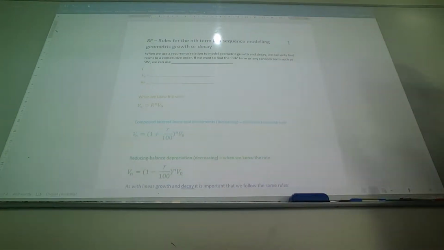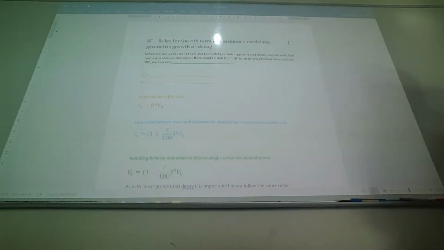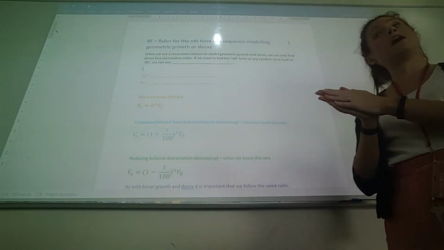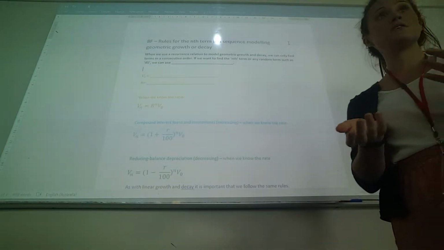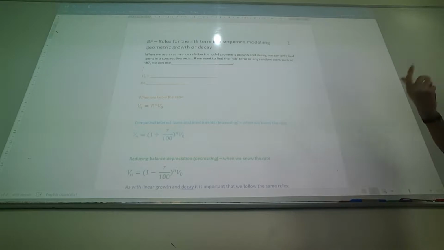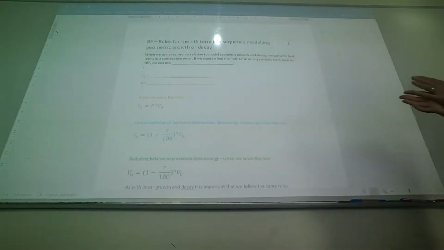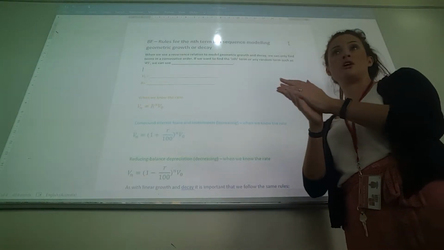Alright, so today we are doing 8F, and so we are still continuing on with geometric sequences which relate to compound interest, unlike linear sequences which relate to simple interest. And we are multiplying, so we have a ratio. So we're continuing with geometric, and today we are looking at the rule for geometric sequences.